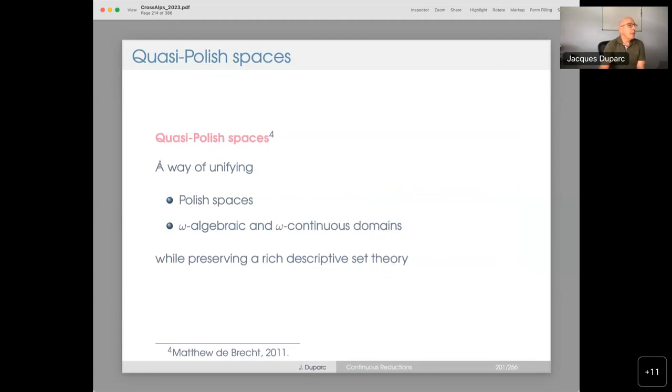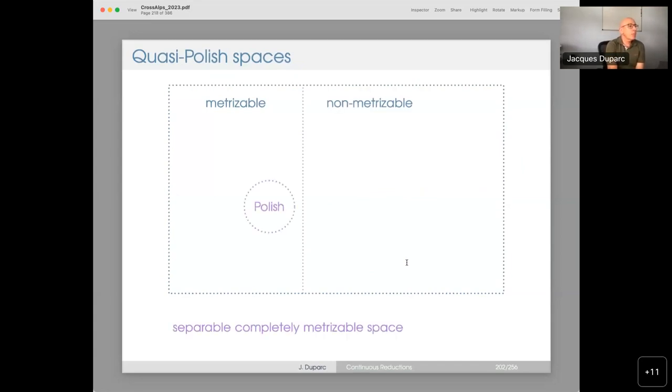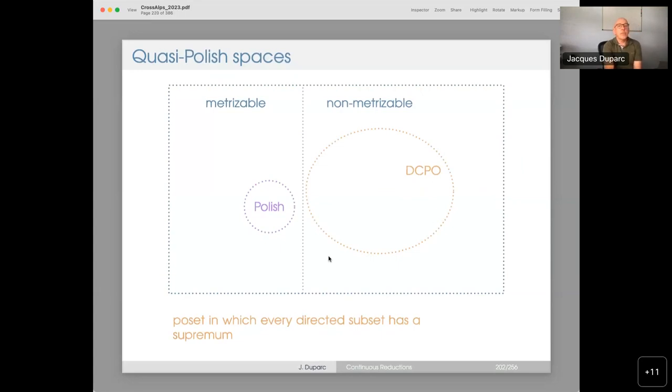So quasi-Polish spaces are a way of unifying Polish spaces and omega-algebraic and omega-continuous domains. I'll explain what they are. This is probably my goal for the next 10 minutes, to explain what omega-algebraic and omega-continuous domains are, while preserving a very rich descriptive set theory. So this is the picture. You have the metrizable world, the non-metrizable world. Inside the metrizable world, you have separable, completely metrizable spaces, the Polish spaces. Inside the non-metrizable world, you have the DCPOs. I'll explain what they are.